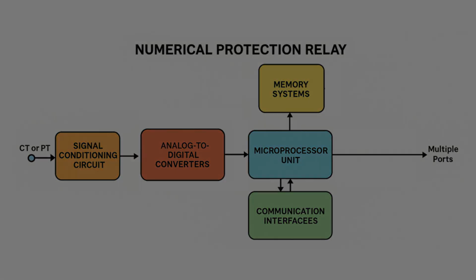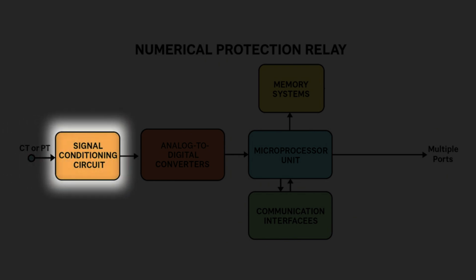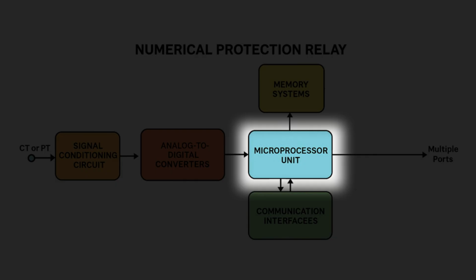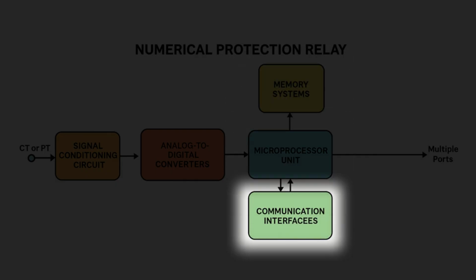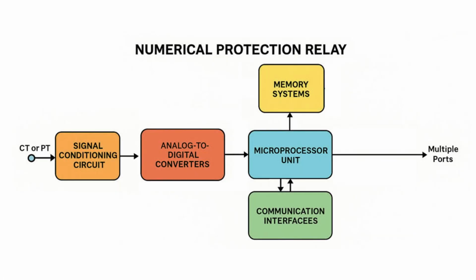So students, this is the complete working flow of a numerical protection relay: CT or PT to signal conditioning, then to ADC, then to microprocessor, then to memory, then to communication interfaces, and finally to the output ports. This combination of hardware and software makes numerical relays very accurate, fast, and reliable for modern power systems.